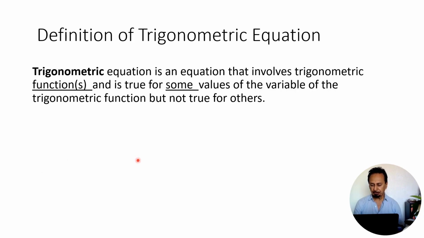Definition of trigonometric equation. A trigonometric equation is an equation that involves trigonometric functions and is true for some values of the variable of the trigonometric function, but not true for others.